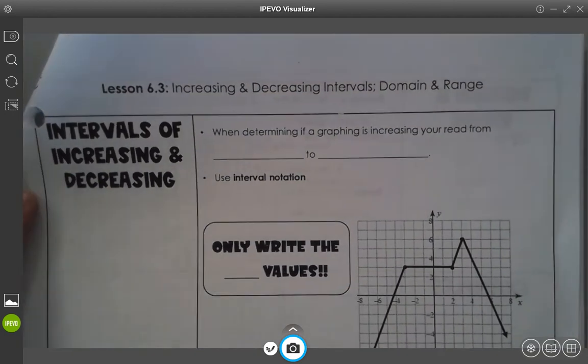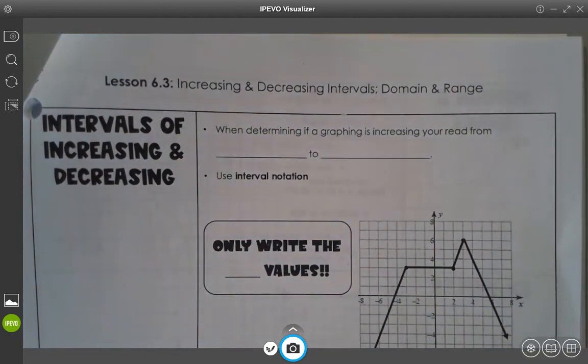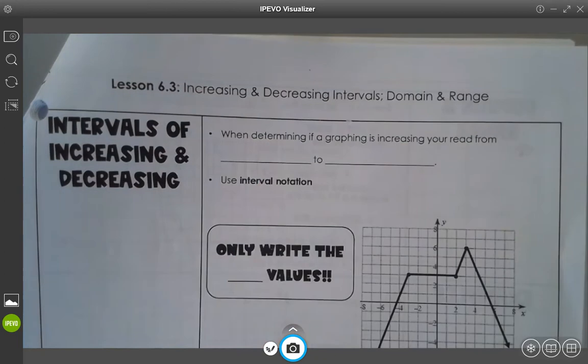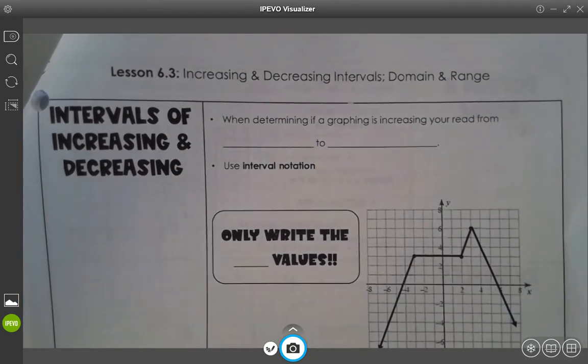All right, so today's lesson is 6.3, and there are two main topics that we're going to do today. The first one, we're going to look at increasing and decreasing intervals, and the other thing we're going to do is domain and range.